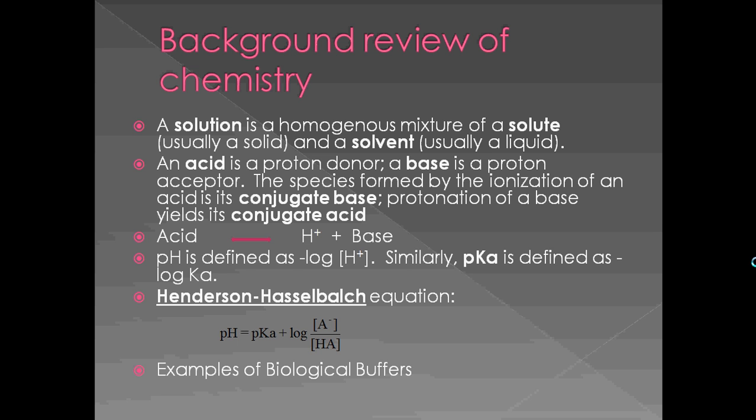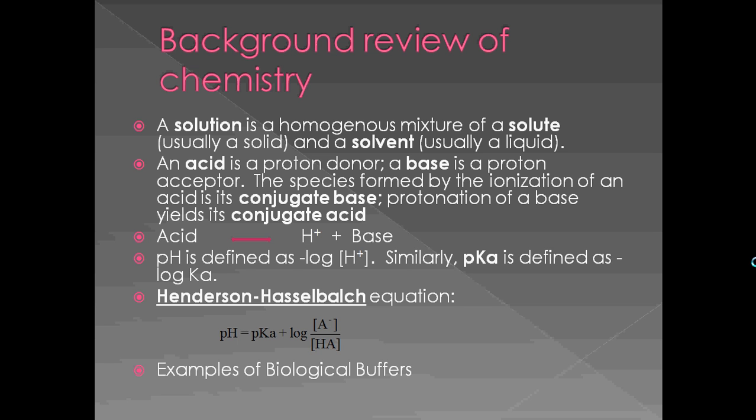The pH is defined as minus log of the hydrogen ion concentration. Similarly, pKa is defined as minus log of Ka. Given the pKa, the Henderson-Hasselbalch equation can be used to calculate the amount of the two conjugates necessary to create a buffer of a particular pH. Examples of biological buffers include dihydrogen phosphate ion and phosphate, organic phosphates like glucose 6-phosphate and ATP, and also the bicarbonate system, which is a major extracellular buffer.